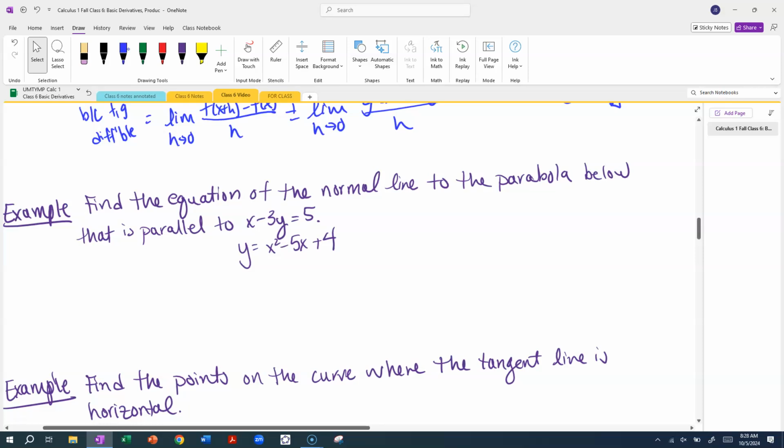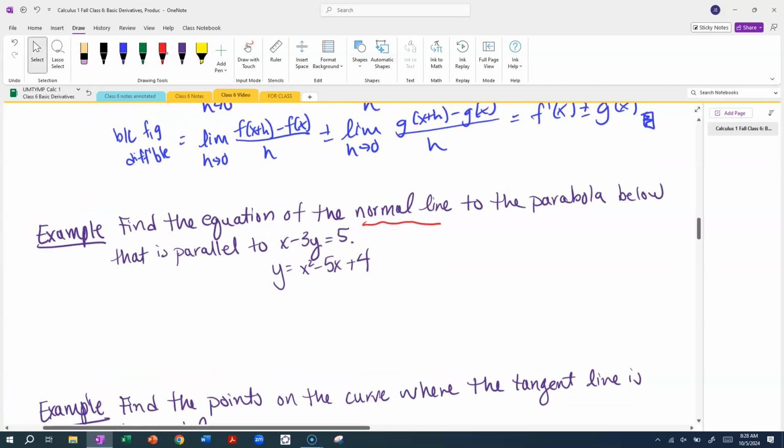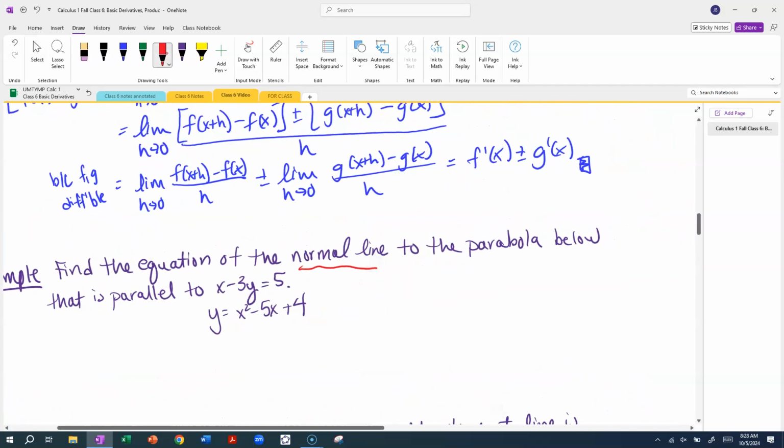So, find the equation of the normal line of the parabola below that is parallel. Okay, so first of all, what does this normal thing mean? You might have to look it up, but the definition of normal is that it's perpendicular to the tangent line. And then here's the parabola. Find the equation of the normal line to the parabola below that's parallel.